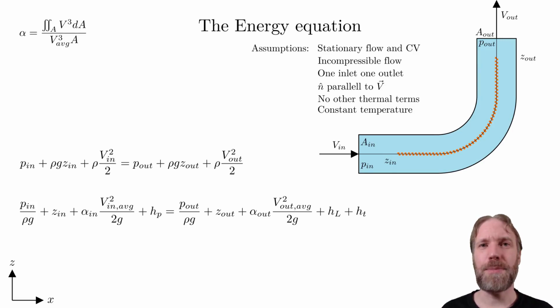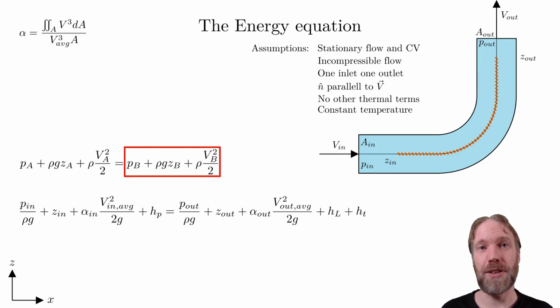As the equation is symmetric, it's common to use indices a and b instead of in and out. The equation states that this term is constant between inlet and outlet. Hence, it's common to write it with a constant instead.